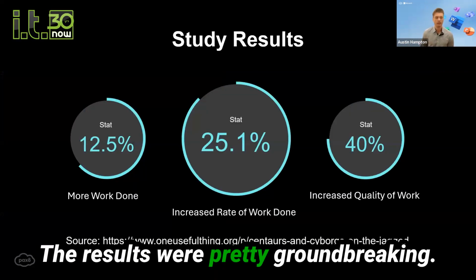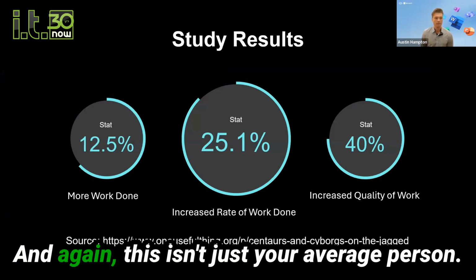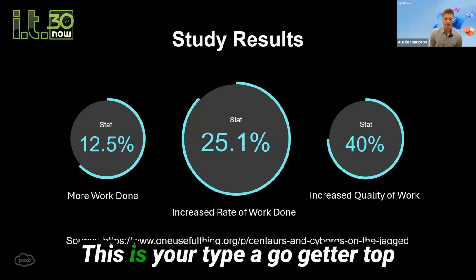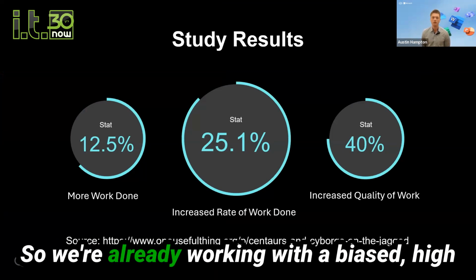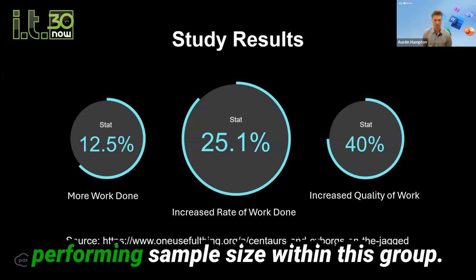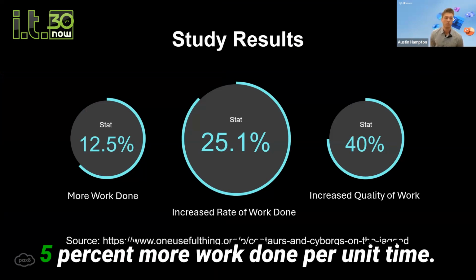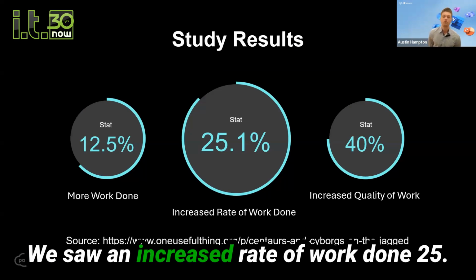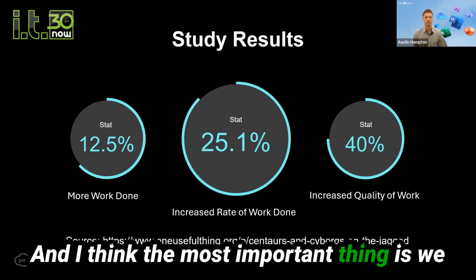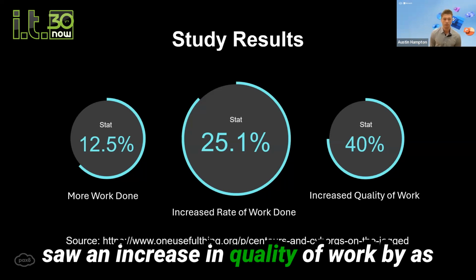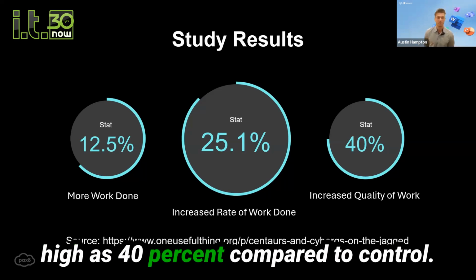The results were pretty groundbreaking. And again, this isn't just your average person. This is your type A go-getter, top performing consultant to begin with. So we're already working with a biased, high-performing sample. Within this group, we saw an increase of 12.5% more work done per unit time. We saw an increased rate of work done, 25.1% compared to control. And I think the most important thing is we saw an increase in quality of work by as high as 40% compared to control.